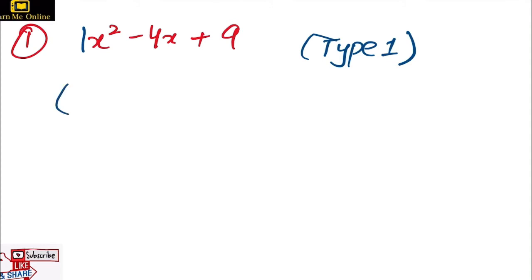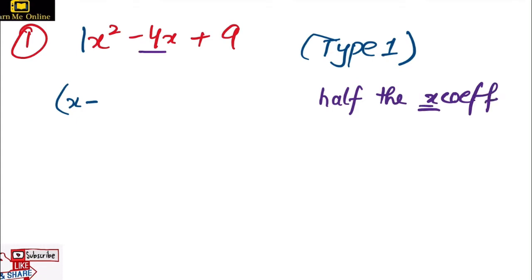We're going to write down x minus, and you always halve the x coefficient. I'm going to write it down over here: half the x coefficient means whatever the x coefficient is, you make a half of it. Here we have 4, and half of 4 is 2. So we'll be writing 2 here with the square.